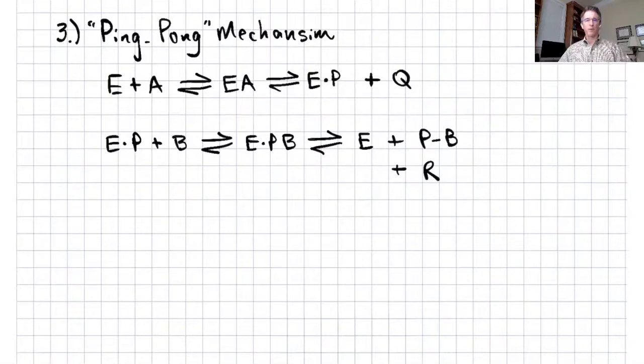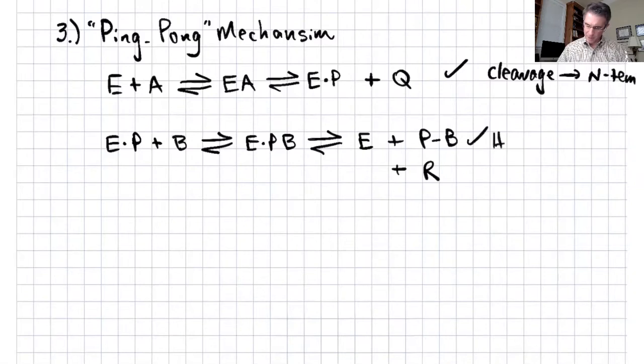Okay. Now, this is a common mechanism. In fact, you just saw one: chymotrypsin. Looks kind of familiar, right? This first reaction here would be the first step up through cleavage, and release of the amino terminal part of the peptide. And this would be, of course, binding of water and hydrolysis to release the C-terminal part. Ping, then pong.